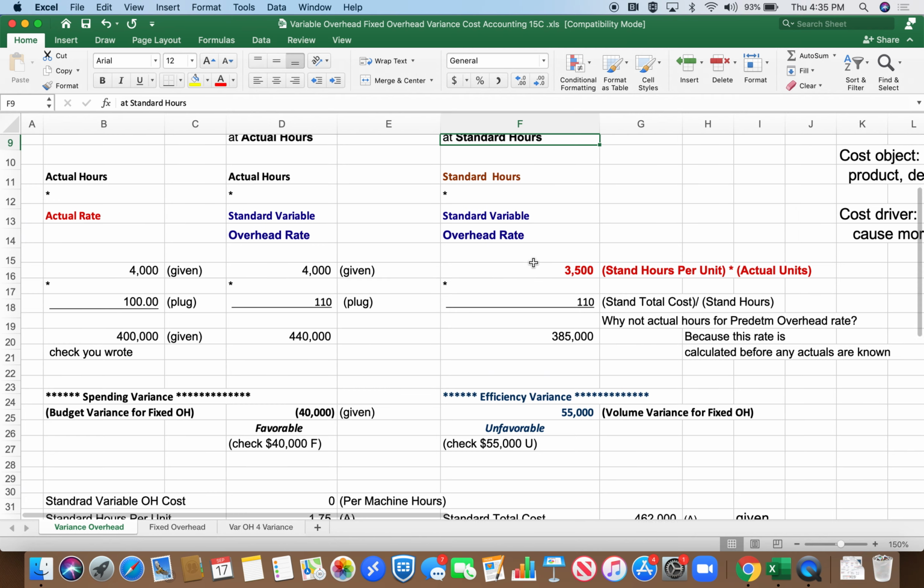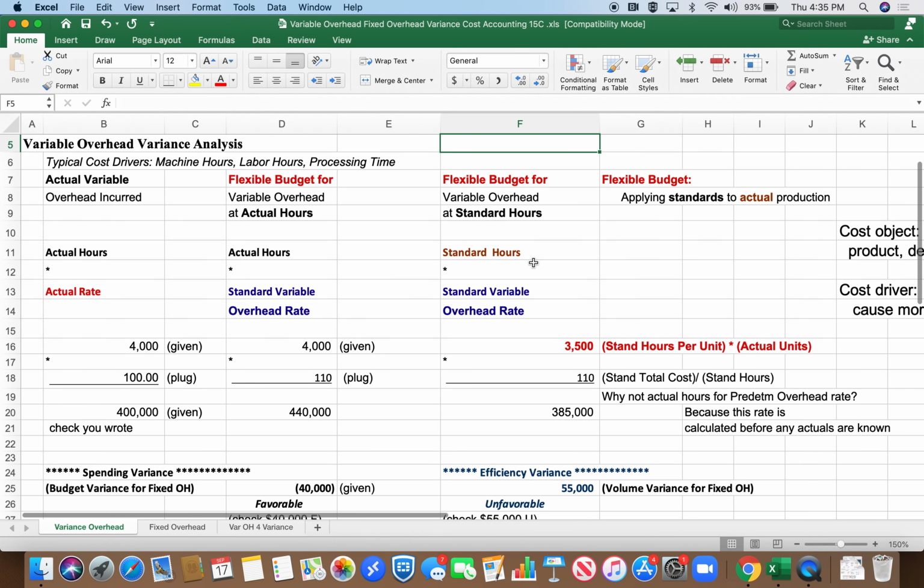So we think in our production, we are going to work 3,500 hours, and we're going to multiply that by the actual units. We come up with a standard cost per unit that's figured out below. So if I multiply 3,500 times 110, I come up with my flexible overhead for standard hours. We think we're going to spend, we plan, we allocate 385,000. The check that we write is 400,000.